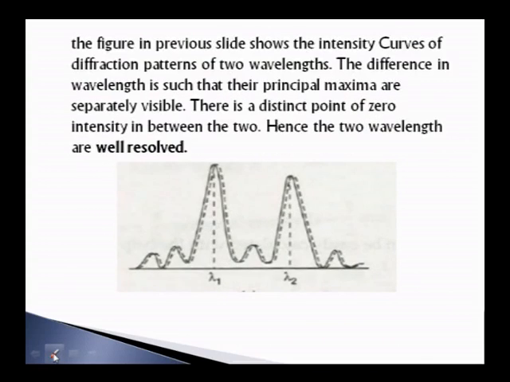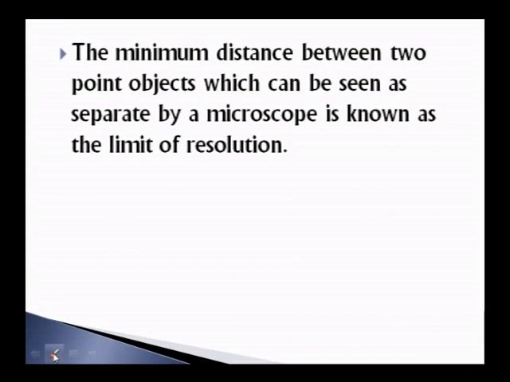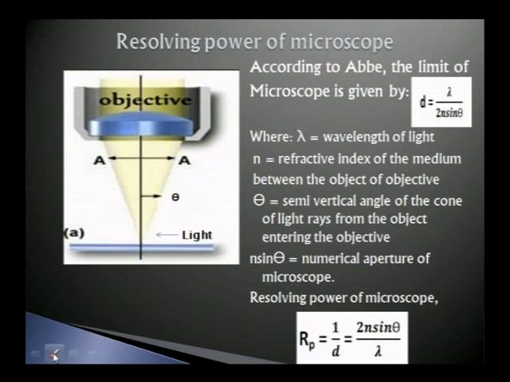Last time I told you how best one can resolve the power of a microscope. Now here is the resolving power of the microscope, that is d theta, which is equal to lambda divided by 2n sin theta. Here n is the refractive index, lambda is the wavelength, and theta is the semi vertical angle which is formed between the object and the site.